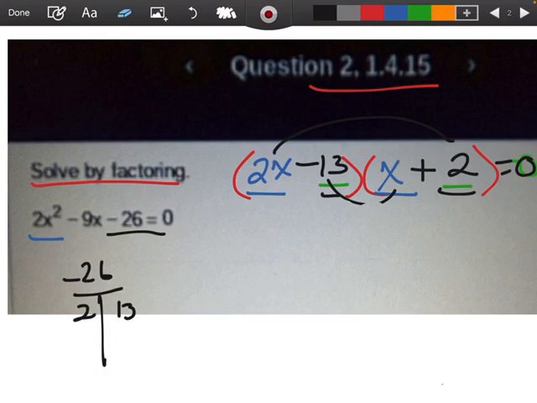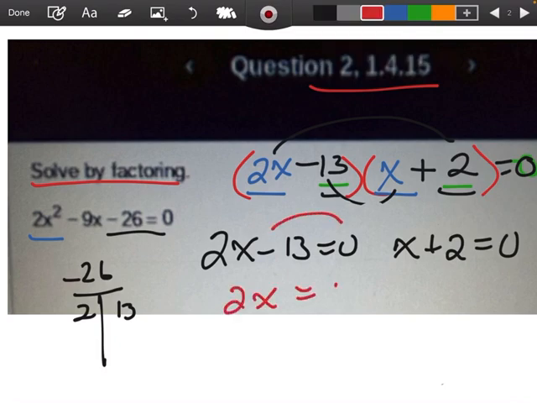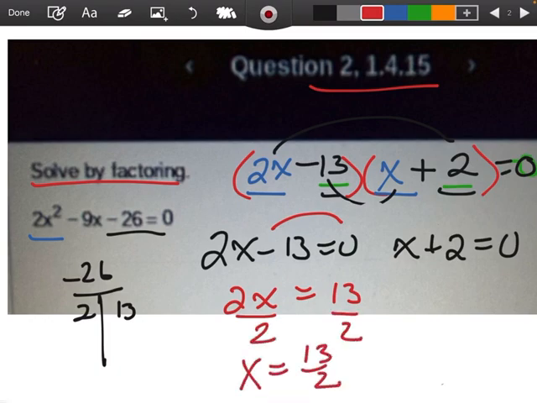Now, I'm gonna set each part equal to 0. So I'm gonna say 2x minus 13 equals 0, and I'm gonna say x plus 2 is equal to 0. Yo, when we move that 13 over, remember that 13 is now gonna become a positive. We can divide both sides by 2, so I'm coming up with 13 over 2. When I move that 2 over, y'all, it's positive, so when I move it over, it becomes negative. So we got 2 answers.